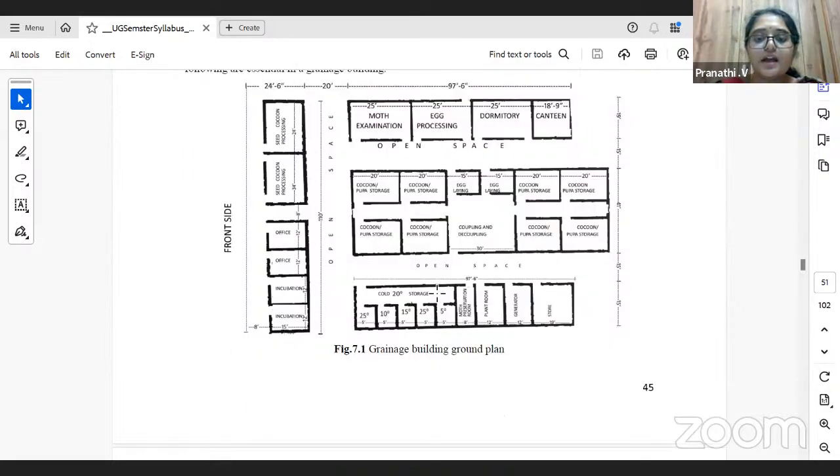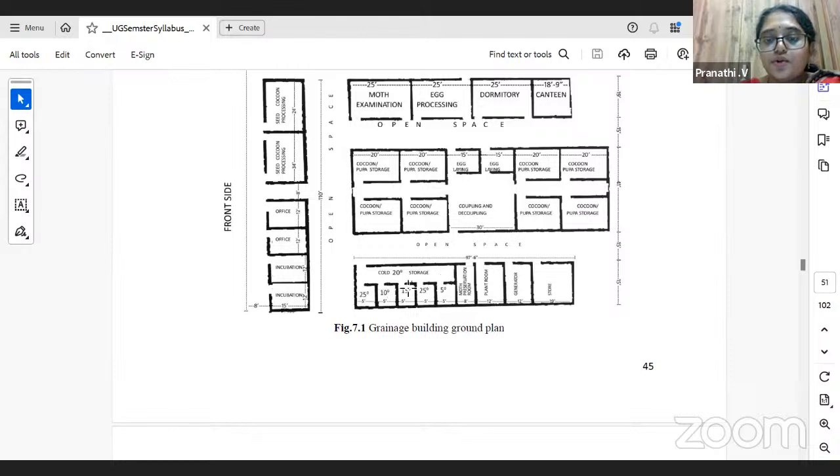So you can see the front side and the building ground plan. You need a lot of open spaces, and then you have 25 feet, and they've given the area, how much of it is the basic open space that has to be maintained, what are the different kinds of units that you can have. You can see all this cocoon or pupa storage around 20 by 20, more or less. And you have again cocoon or pupa storage. You have the egg laying, coupling and decoupling should be done over here, and all the rooms both on the left and the right should be available easily.